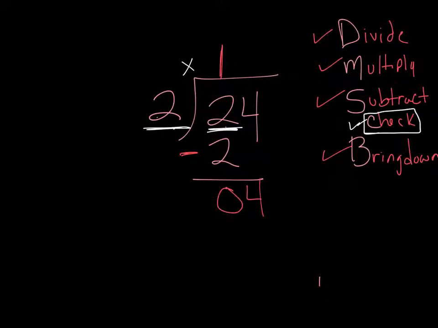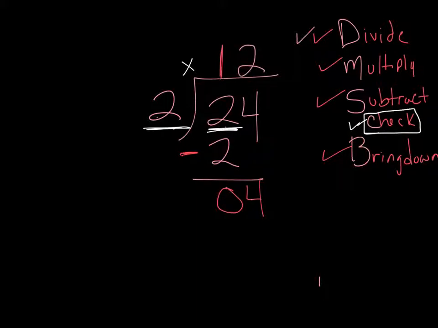Now, when we divide again, we're going to be dividing our divisor into our new number. So the question now is, how many times does 2 go into 4? And 2 goes into 4 2 times. So we're doing our dividing again. Goes in there 2 times.